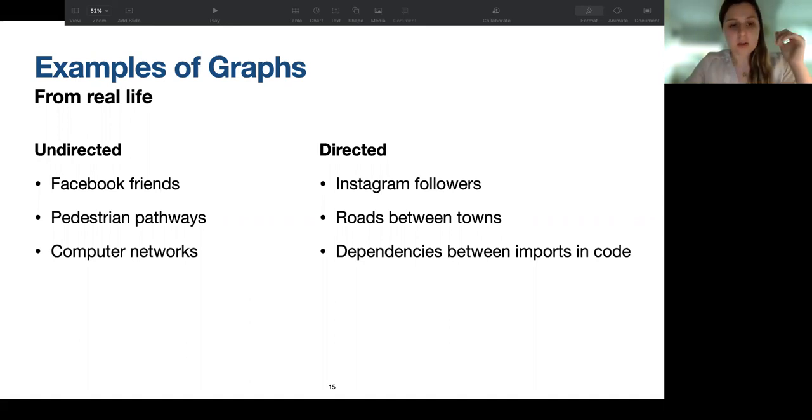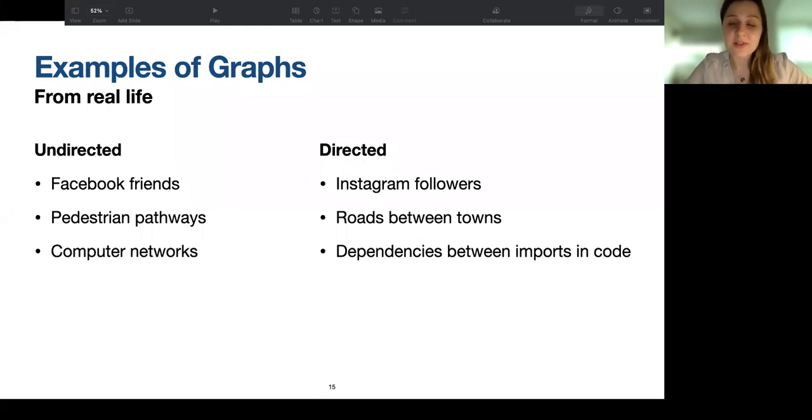Also, computer networks like LANs, local area networks, are undirected graphs because we say that each node is a computer and each edge is a connection. And if one device is connected to another, then this second device is connected to the first one as well. Again, it goes both ways at the same time.